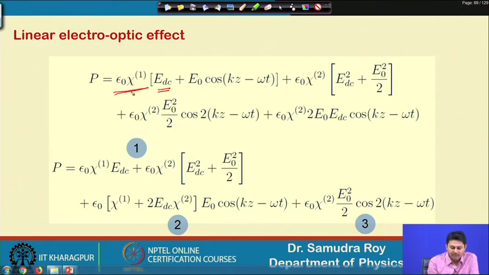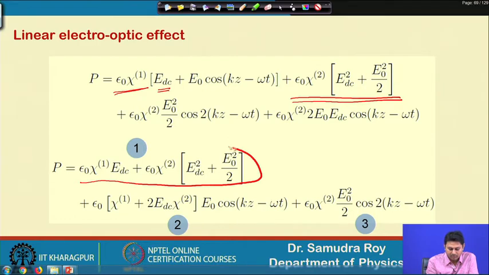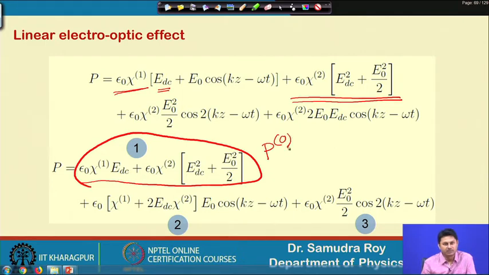This term again should not have any kind of frequency component. Since this term has no frequency component, I can correlate this term with this one. Again, this term does not have any frequency component. So, we gather all these terms and we call them term 1, as written here. This is my term 1. So, the first term which does not have any frequency component, I can write as P 0.